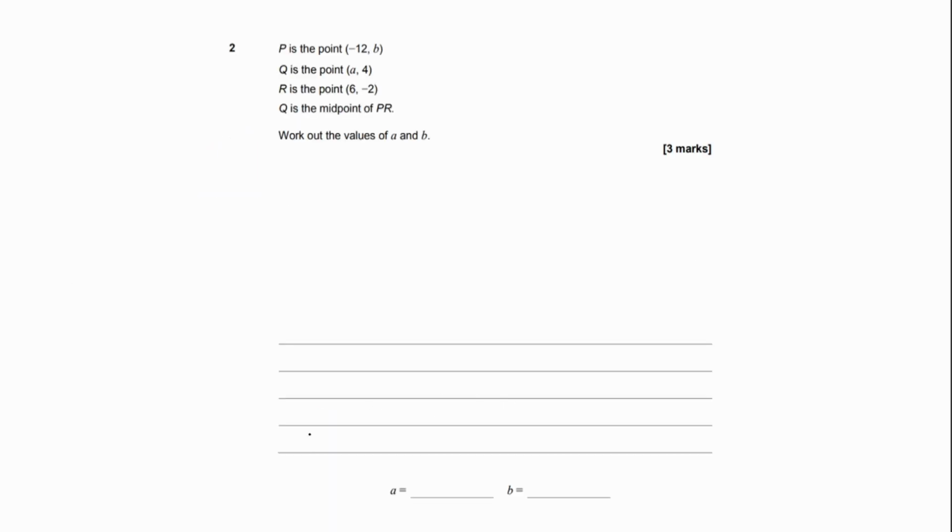Question 2 is giving us some information and asking us to work out the values of a and b. You're going to have to work out the mean of p and r, which is 6 plus minus 12 over 2, which gives you negative 3. This is a, so a is negative 3. And then for b, to get to here you're going to have to go 6 places, and to get to here you go 6 places again, which means b must be 10, so b is equal to 10.